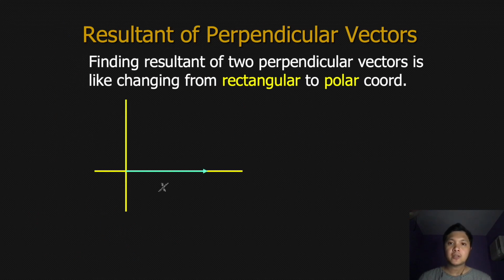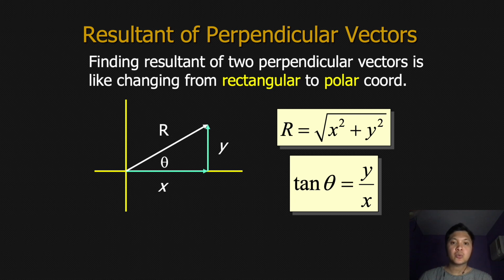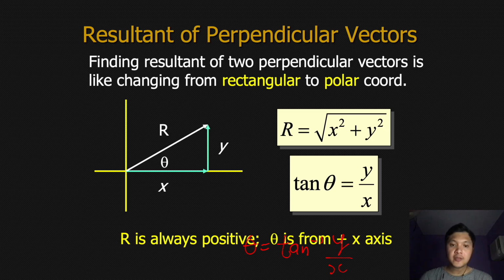So previously we converted polar coordinates to rectangular coordinates. Now this time, let's convert rectangular coordinates to polar coordinates. Given x and y, how do we get r? To get r, we again use the Pythagorean theorem: r is equal to the square root of x squared plus y squared, while tangent theta is equal to y over x. To get theta, that is equivalent to arctan of y over x. Again, r is always positive and theta is from the positive x axis.